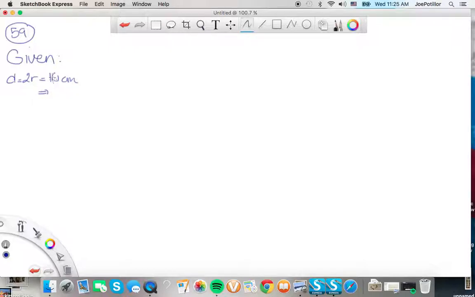Thusly, as you know, there's 100 centimeters in a meter. So, moving the decimal back, it's 0.1 of a meter. We're also told the mass of it, big M, is 5.0 kilograms.